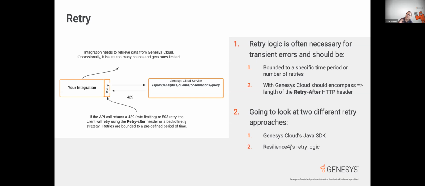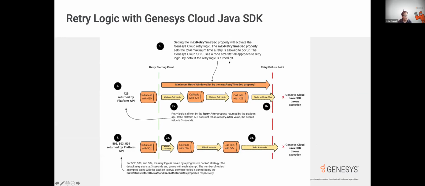So let's go ahead and look at the two different pieces of retry logic out there. The first one is going to be with our Java SDK. I've got a little bit of conceptual logic to explain how our SDK works. Our Java SDK is really, really simple. By default, the retry logic is turned off. However, when you're initializing the API client, if you set the max retry time in seconds, that is the total amount of time the SDK will retry if it hits a retryable exception like a 429.